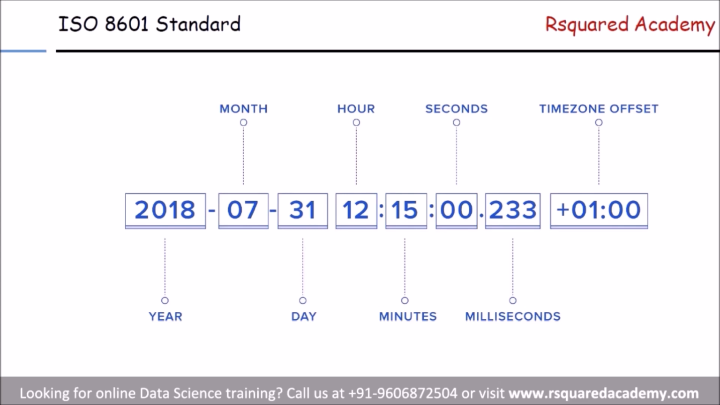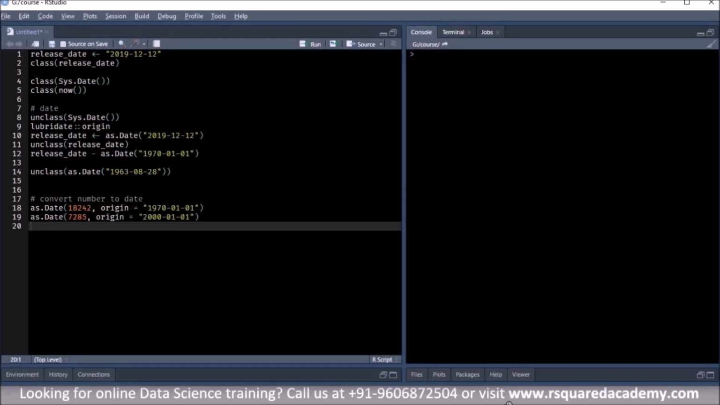Now let us use a different function to create the same date which we have been dealing with, but in this format, the ISO 8601 standard. Another thing that you have to keep in mind is that this standard is the internationally accepted way to represent dates and times, and it uses the 24-hour clock system. So let us go back to RStudio.